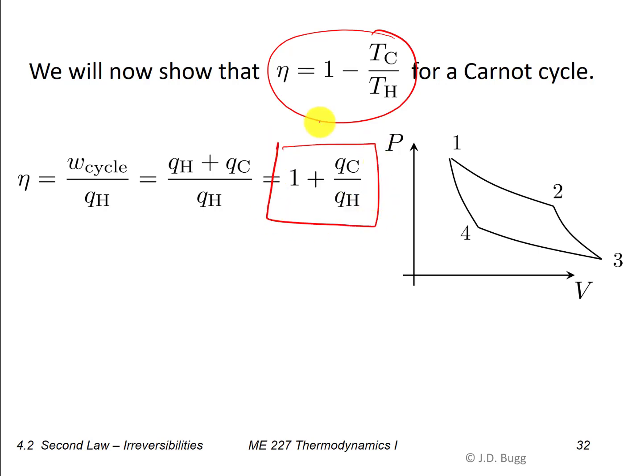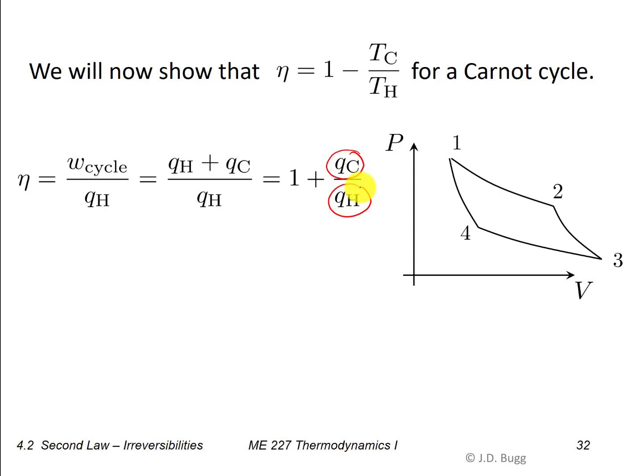Now notice this is already looking quite a bit like that. Same general form, but of course this is temperatures, not heat transfers, and there's a change in this sign here. So we have a little bit of work to do before we get to this, but we're well on our way. Now we want to start to look at these processes. Notice what we need to investigate is QC and QH. We need to figure out how QC and QH are related to these two temperatures. So we begin to look at each of these processes to figure that out.